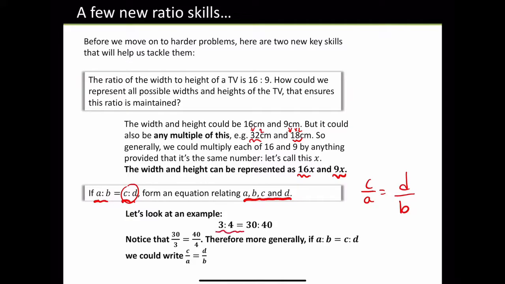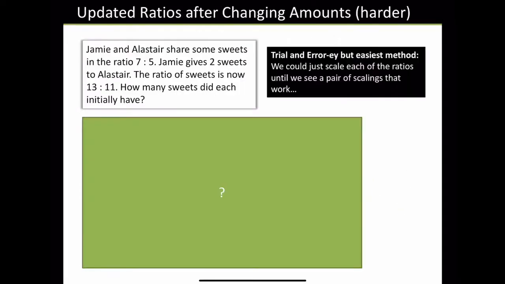So here's an example. If you've got ratio 3 to 4 is equal to 30 to 40, so 30 over 3, bear in mind this is a, b, c, d. So c over a equals d over b, because they both give you 10. So therefore we can say c over a equals d over b. At this moment in time it might not make sense, but the moment we see a question, it definitely will.